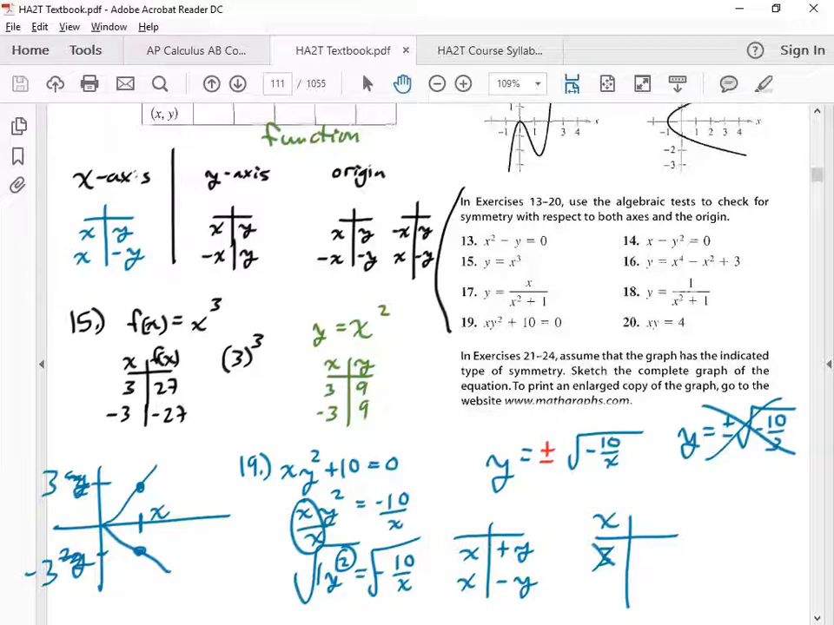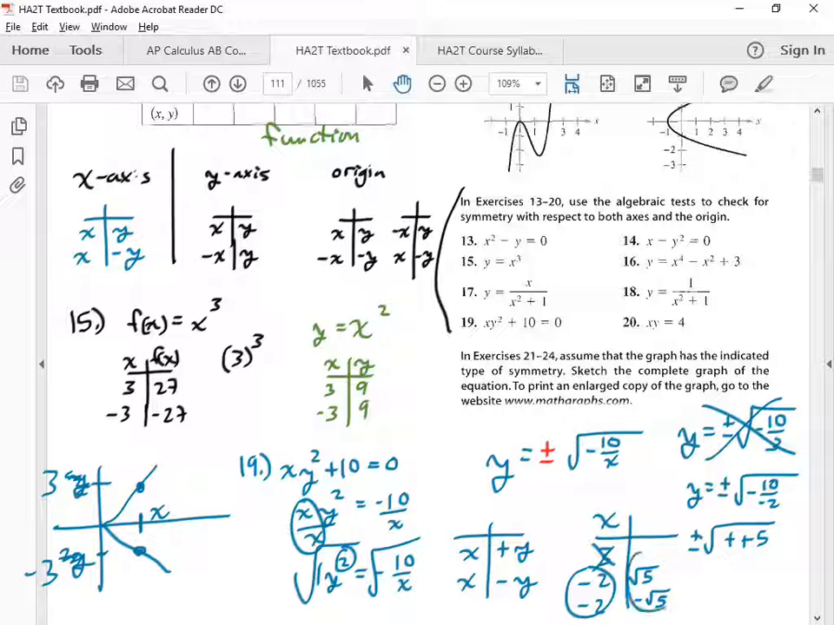Alright, so let's be more strategic. I want to plug in a negative 2 just because I know 10 can be divided by 2 and I want to get a nicer, pretty number. So I have y equals plus or minus, and I plug in a negative 2 to the bottom. Check it out. We get a negative 5. Negative negative is a positive, right? So now I have plus or minus the square root of 5. If I plug in negative 2, I get a positive radical 5, and I get a negative radical 5. So same x value, opposite y values. That means we're symmetrical about the x-axis.